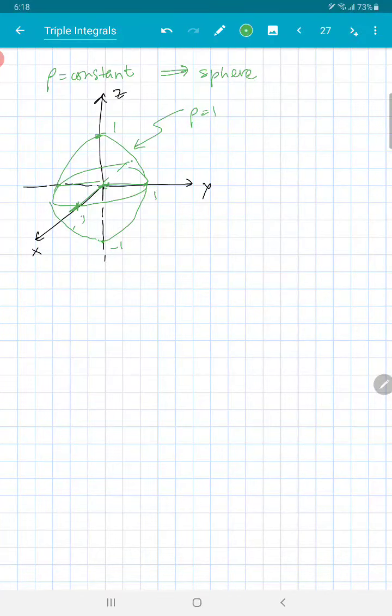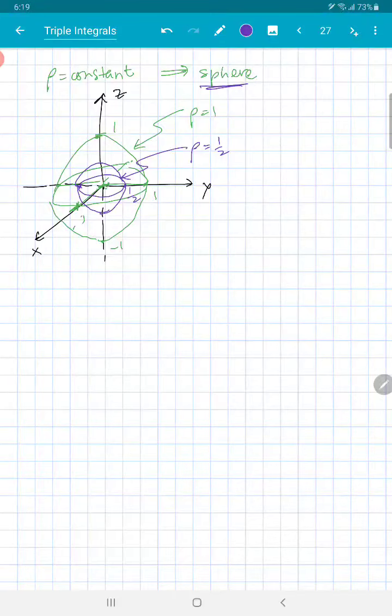And if it's half of that, then you have a smaller sphere. So let's say that's a half, then this is rho equals a half, and so on. So when rho is a constant, what you have is a sphere. Now let's look at phi.